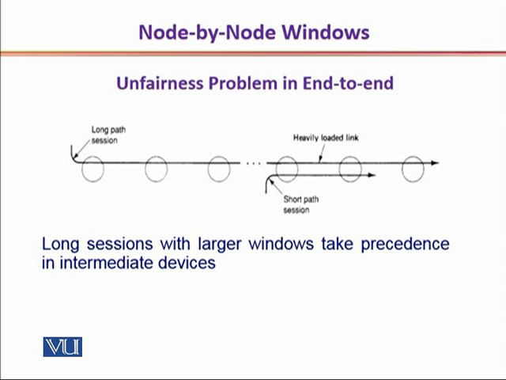Imagine that an intermediate device receives flows both long and short. Since long sessions have more packets, these are entertained with more priority, because the default working of an intermediate device's queuing and scheduling is first come, first serve. So the more packets for a long session, the more likely it is to be served.